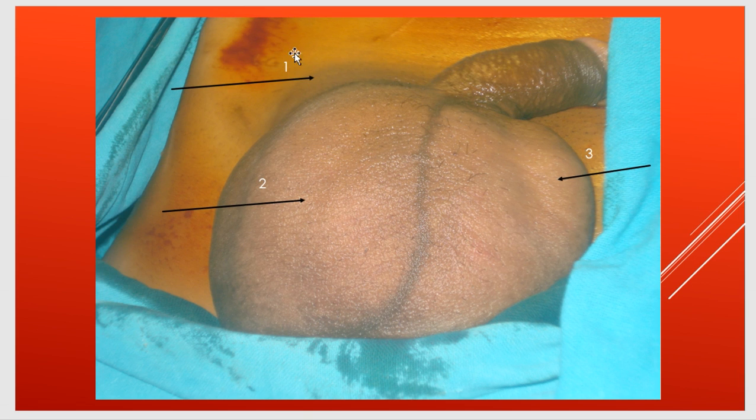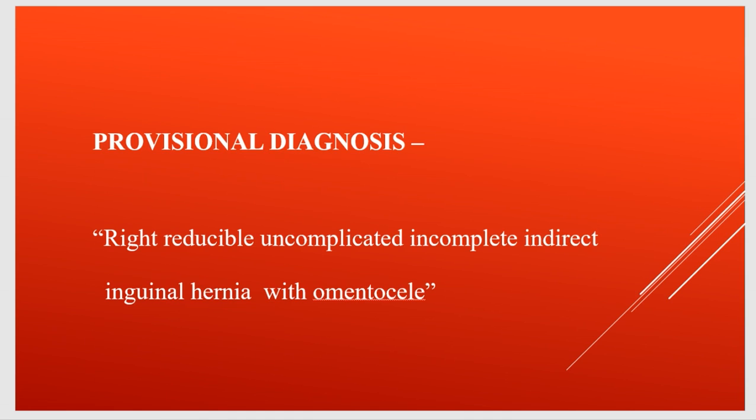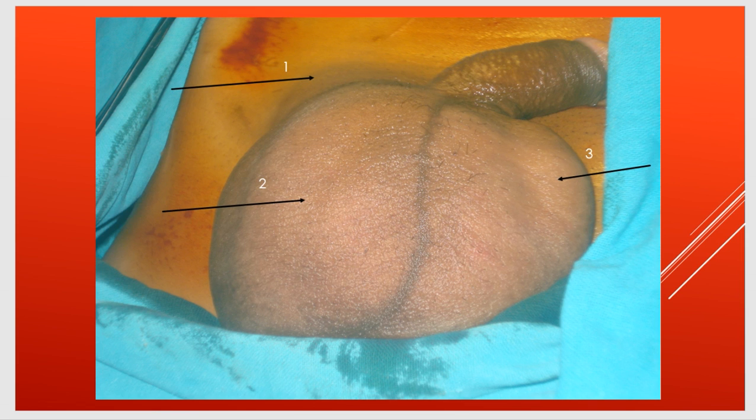So first, the right inguinal area, the reason the bulge is there. This is ASIS. This is the right hemiscrotum that is enlarged, filled up with the content, that is possibly omentum, as per the findings we have discussed. And this is the left side testis, a separate bulge we can appreciate here, right? So this was the provisional diagnosis: right reducible, uncomplicated, incomplete, indirect inguinal hernia with omentocele. And this was the clinical picture.